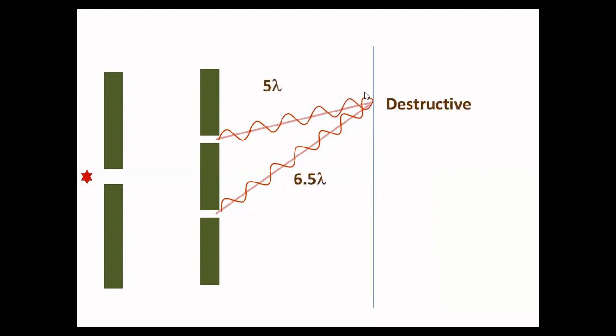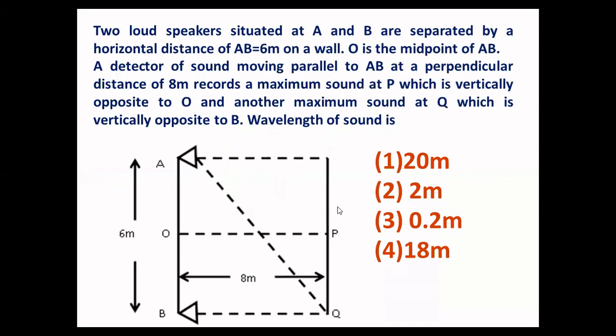Now what happens? Crest falls on trough, destructive. Here it should be a dark fringe. That means if the path difference is half lambda, destructive. Then here you may get some point where the path difference is 1 lambda. Okay, now we will go to some 3 problems.